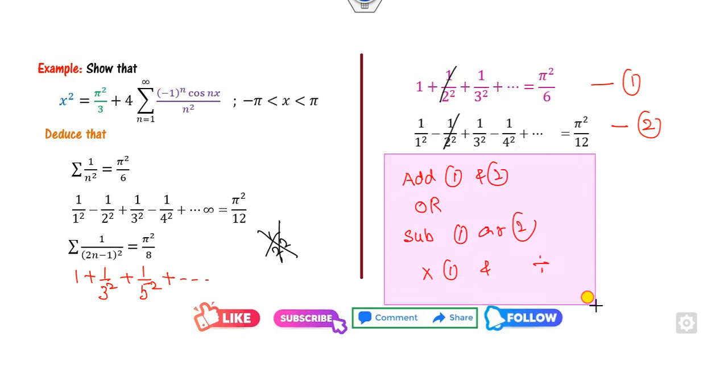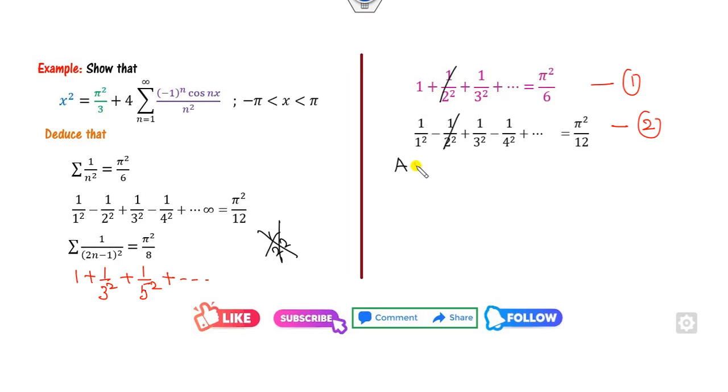Fine. So if I add 1 and 2, it will be twice. This will be cancelled out. It will be 2 over 3 square. Then 1 over 4 will be cancelled out. Next one is 2 upon 5 square and so on. The left hand side, right hand side will be pi square by 6 plus pi square by 12.